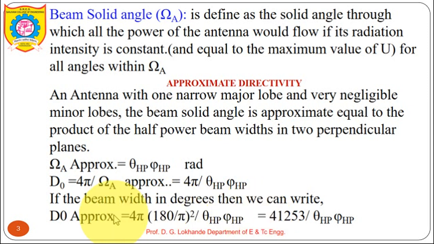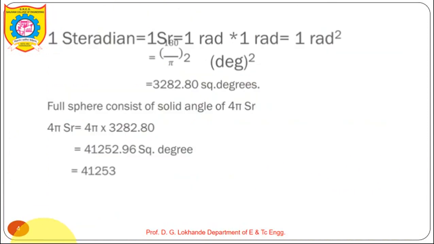This entire calculation we already saw in steradians, and this is the steradian value we get over there. So 1 steradian is equal to 1 rad into 1 rad, which is 1 rad square. So 180 upon pi: we are converting radians into degrees, 180 upon pi whole square. This is the particular value in square degrees, 3282. If you want to calculate the full sphere, it consists of a solid angle of 4 pi steradians. So 4 pi into this value, we get approximately 41,253.